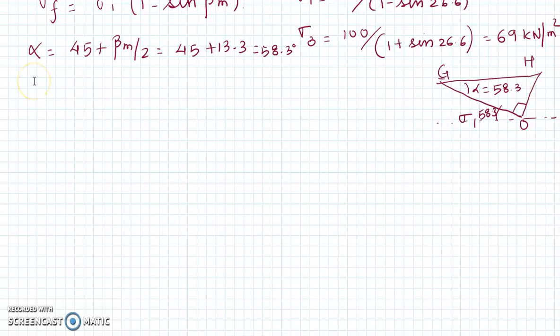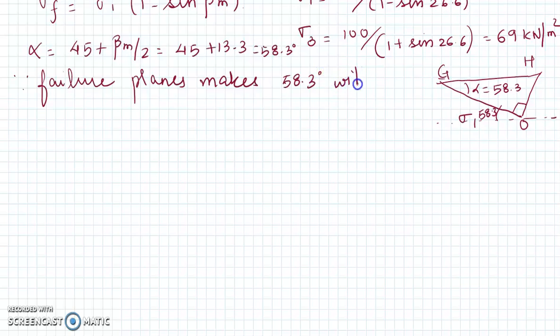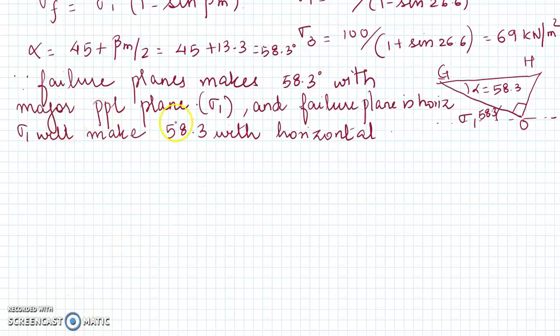So I will write here, since the failure plane, see that figure is not required, I've just drawn it to explain. Failure plane makes 58.3 with the major principal plane, that is sigma 1, and you know that the failure plane is horizontal. That's why sigma 1 will make 58.3 with horizontal.